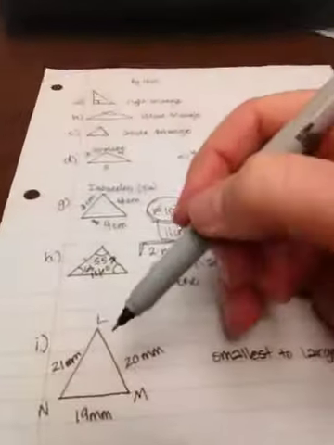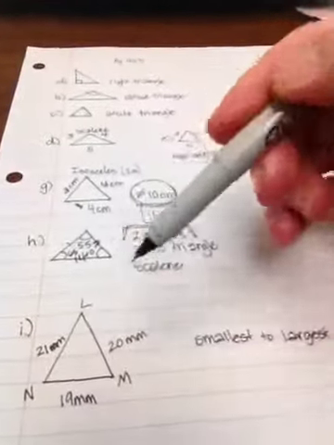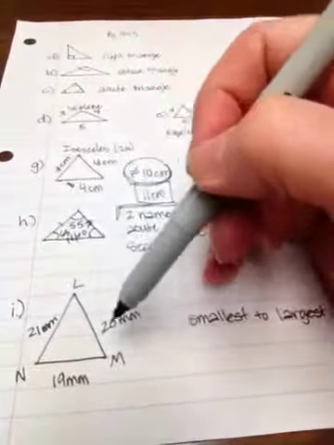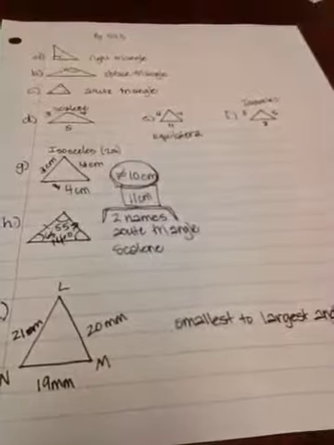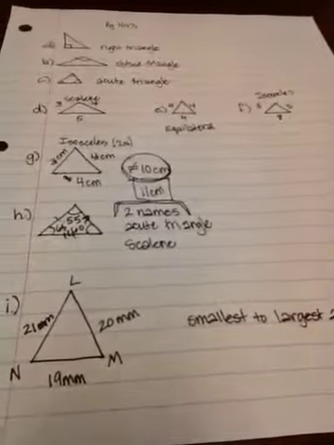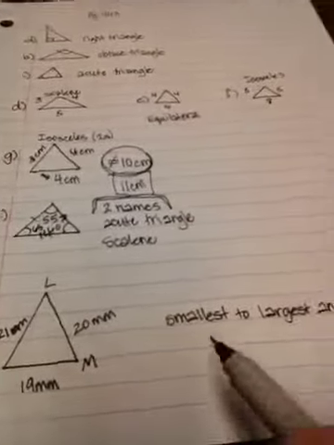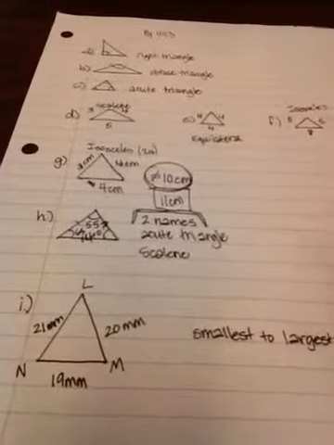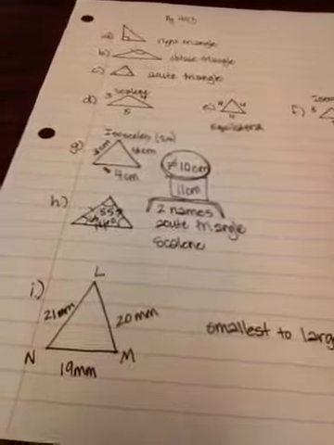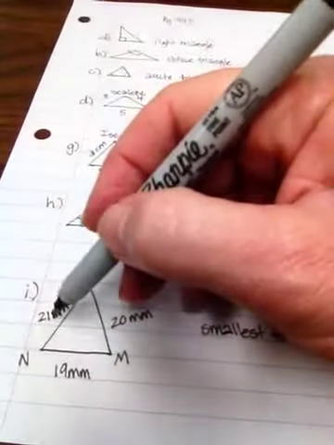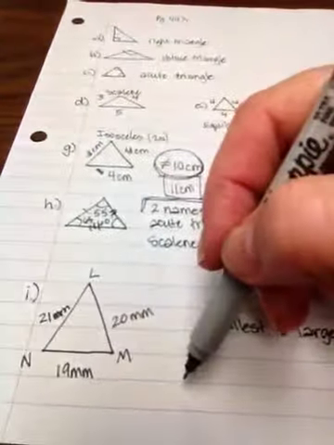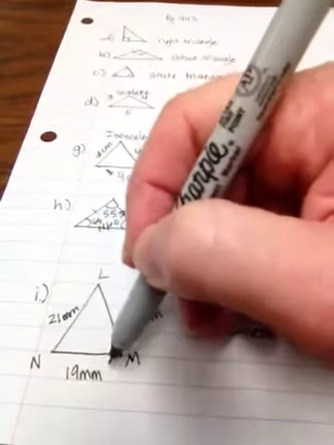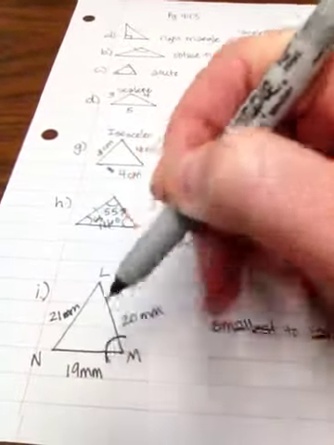Now, the last one in practice, I. Now it's giving us a triangle and it's telling us the sides, but it's not telling us any of the angles. But it's going to ask us, okay, please list from the smallest to the largest angle. What? Oh, I can't do it. Yes, you can, because the larger the side, the larger the angle opposite. So 21 millimeters, that means M is going to be the largest.